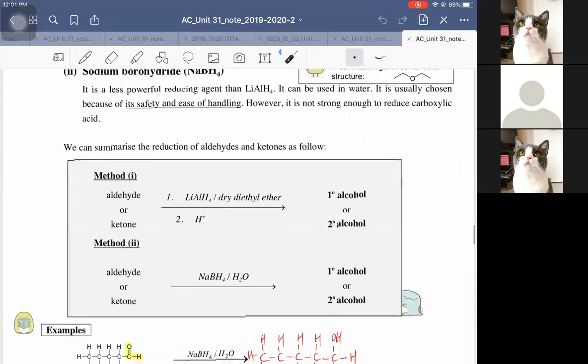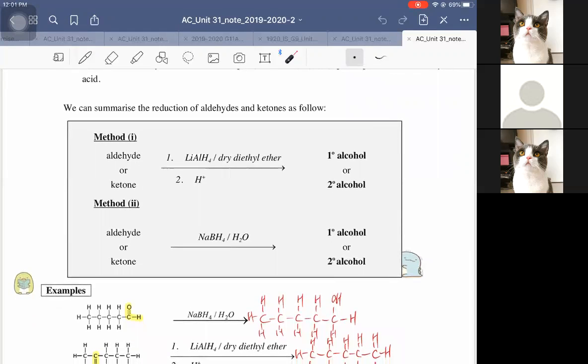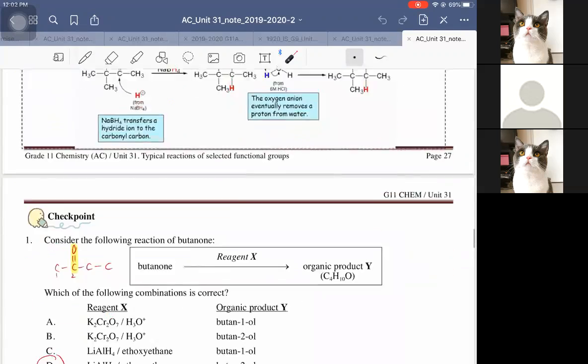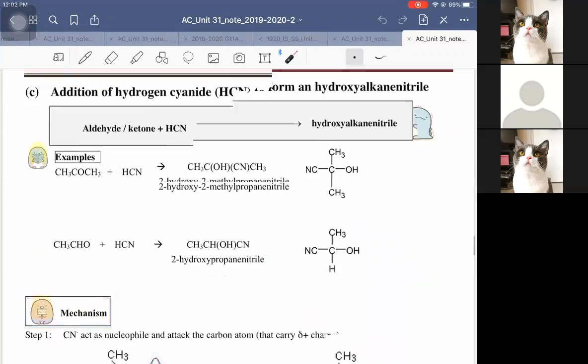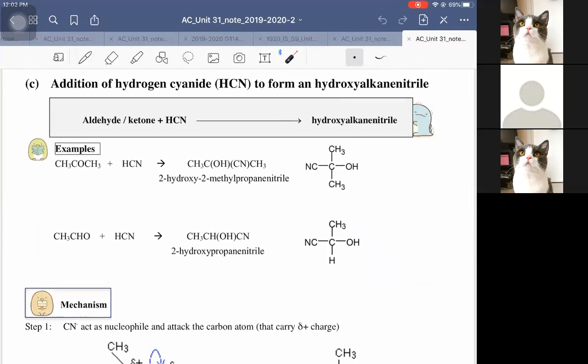Okay, so that's the two reagents that you can use to reduce aldehyde or ketone back to alcohol. So today we're going to learn some more reactions. So first is the addition of hydrogen cyanide.